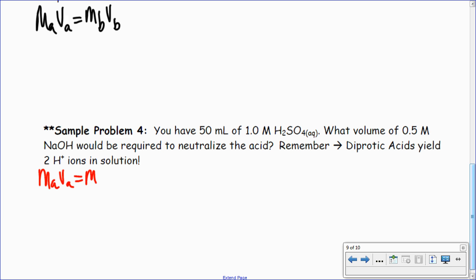MAVA equals MBVB. Molarity of our acid. You might want to say 1.0 molar, but this acid comes with 2 hydrogens, so I want you for your molarity of your acid to say 2.0 molar, because that's really how many acid ions would be produced when that stuff dissociates in water. Everything else follows like the standard 3 steps. Equation, defining variables, plug and chug. Okay, so again, I want to see your results for this to get full credit.